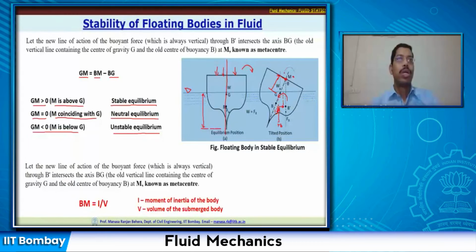Now, how do we calculate the Bm? Bm is calculated using this formulation, that is I by V. What is I? I is the moment of inertia of the body and V is the volume of the submerged body. So the volume of the submerged body and the moment of inertia will decide the value of Bm, and using that we calculate the value of Bg, and then we will be able to get the value of Gm.